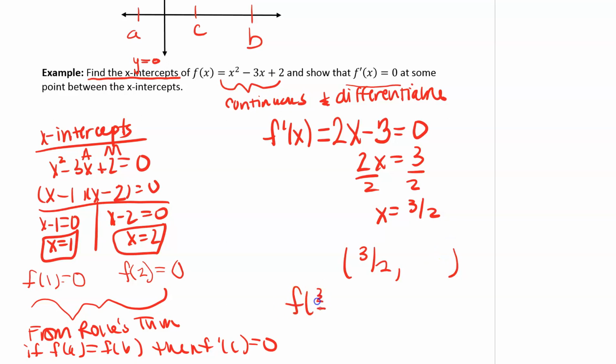We're just going to plug in 3 halves into our original function, and that should output a value of negative 1/4. And so that means we would have the point 3 halves, comma negative 1/4, and that would be that point between the two x-intercepts where the derivative is equal to 0.